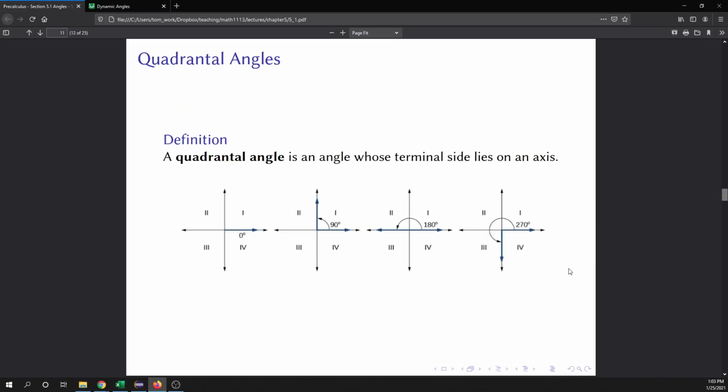Okay, so that is it in this video. In the next video, we are going to talk about the other way or method that we are going to use to measure angles, and that is with radians.